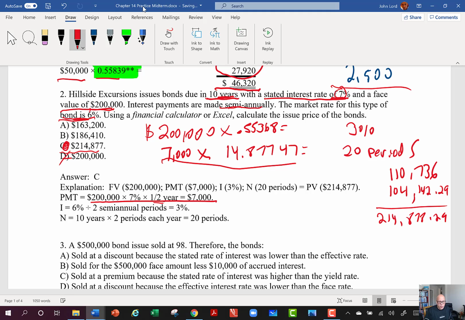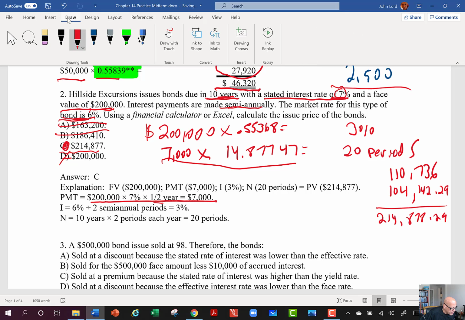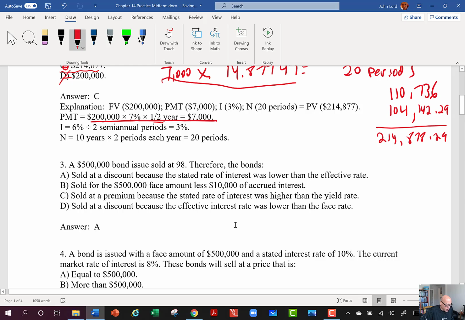And you know it's going to issue at more than face because the stated coupon contract rate is more than the market rate. So it can't be these two numbers that are less than face either. So you probably could answer that question without making any calculations in, like, 5 seconds. Okay, but it's not a bad idea to practice with that the way we did.